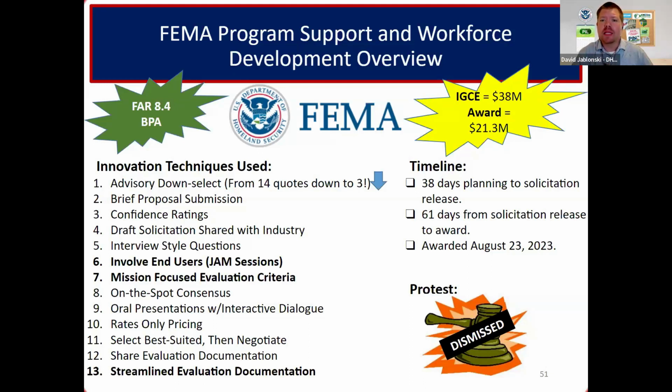All right, so this team, let's see what they did here. They had a FAR 8.4 requirement, and this is about $38 million, and they were looking to establish a BPA. Again, they had a short time that this needed to be awarded. On the left side here, we can see they had a lot of innovation techniques that they had to use. And you can see in that top thing, they used an advisory downselect. I'm not going to get into that detail, but you see they had 14 vendors submit a quote on this requirement, and that was in the first phase of the procurement. And they had a 2-phase procurement. In the second phase, they just had 3 vendors using an advisory downselect. And that was a 100% success rate as well.